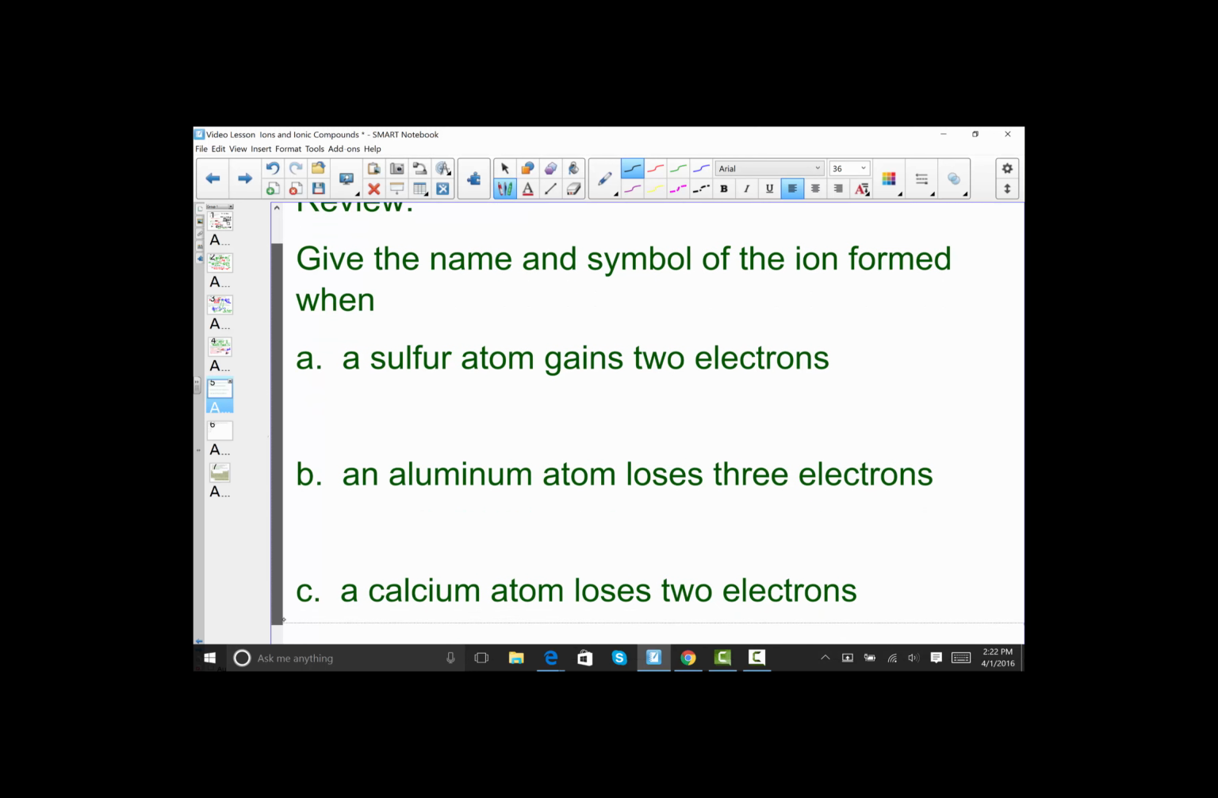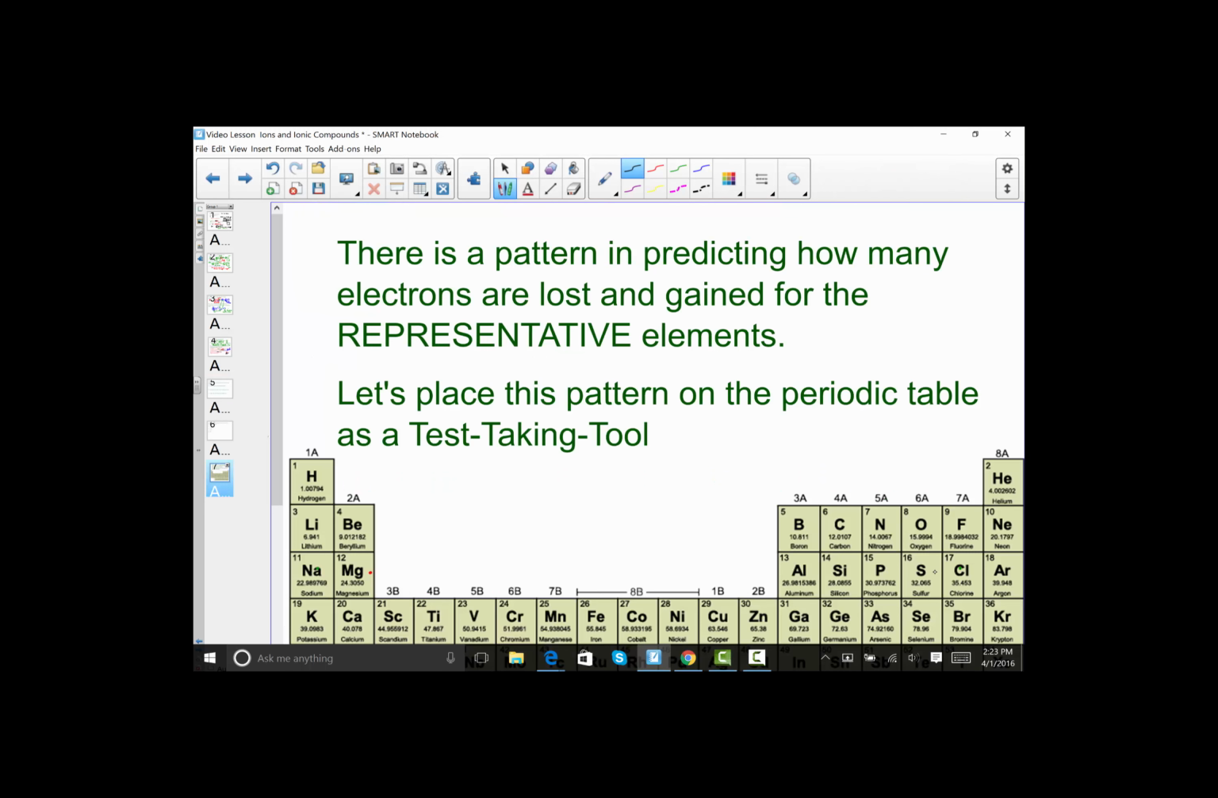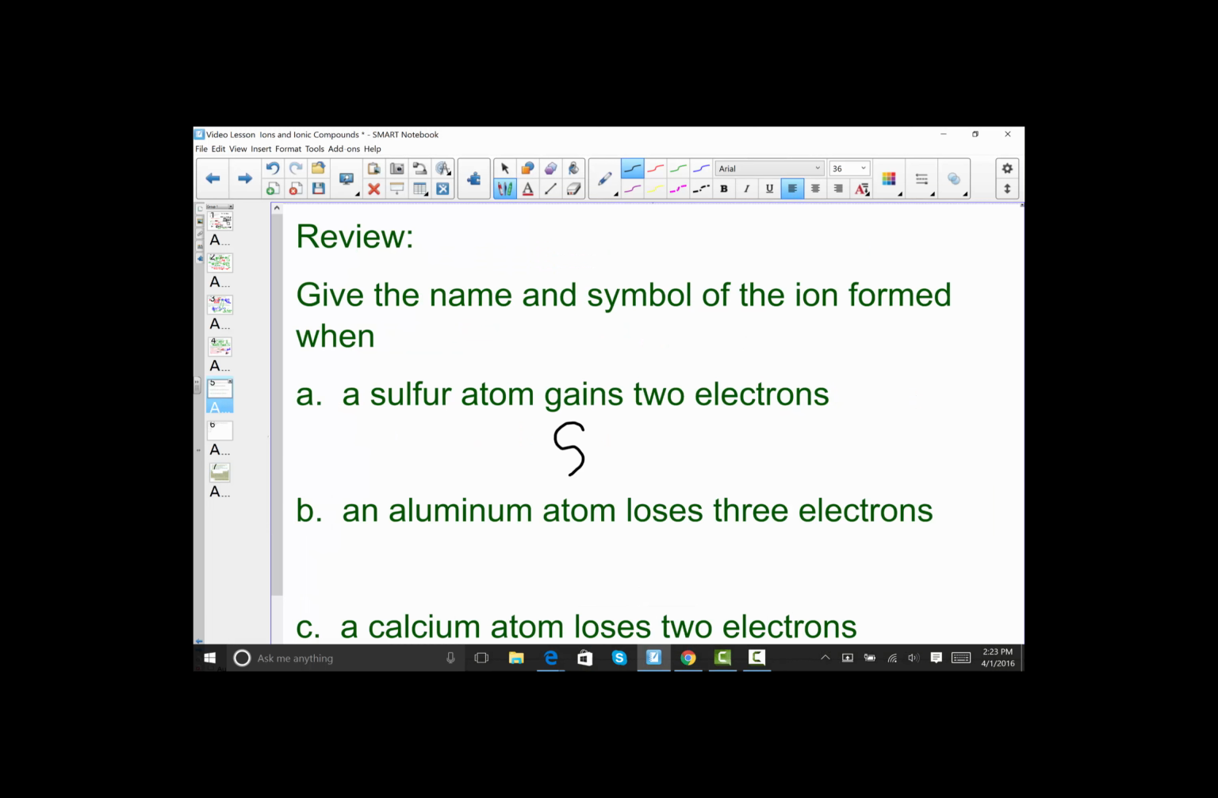Let's review. Let's give the name and the symbol of the ion formed when, for example, a sulfur atom gains 2 electrons. I'll go to the periodic table and I find sulfur and I see that its symbol is S. So I begin by writing the symbol S. Now if I just leave it like this, I would think it's an atom and it's neutral, but it gains 2 electrons. Gaining electrons forms an anion. Gaining 2 makes it a -2 charge, and we would name this as the sulfide ion. Hear that negative? IDE.